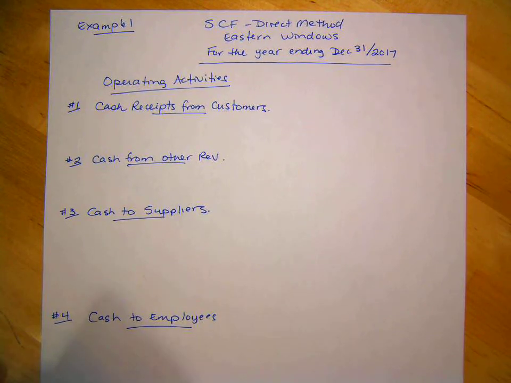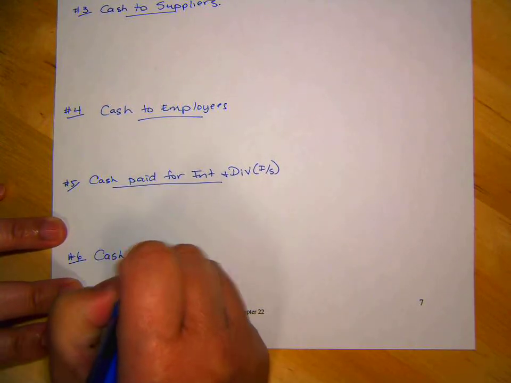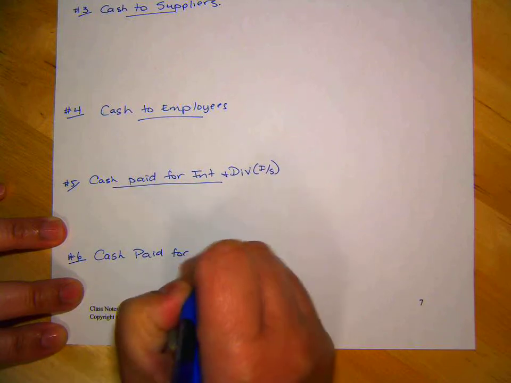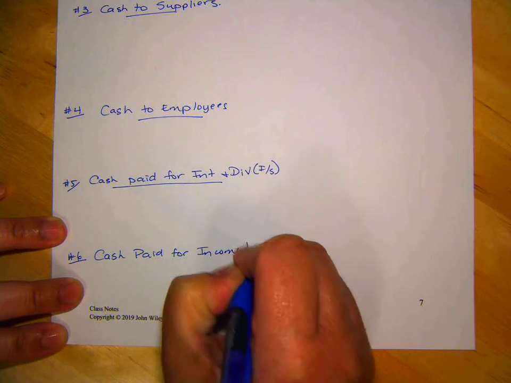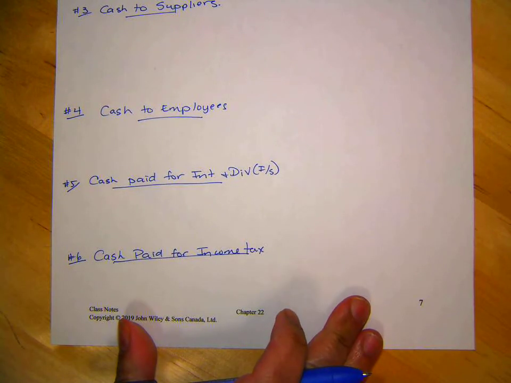Number 5, cash paid for interest and dividends, and the dividends have to be on the income statement. And number 6, cash paid for income tax. So this is our operating activities section.